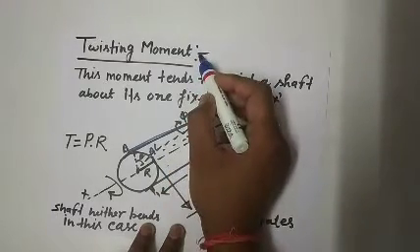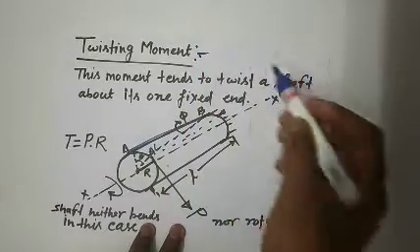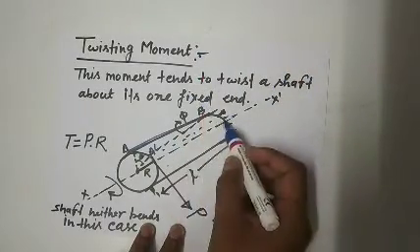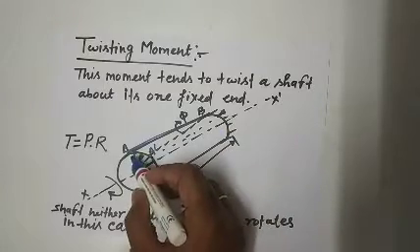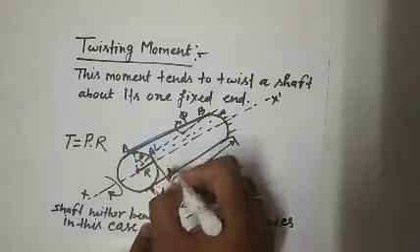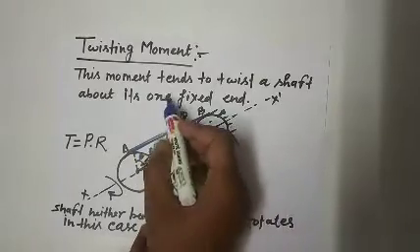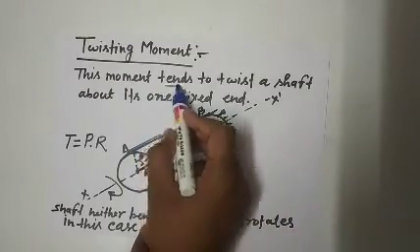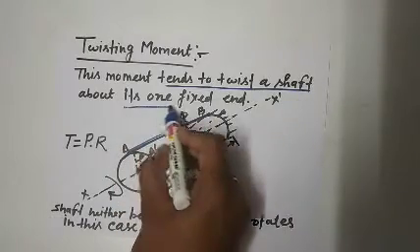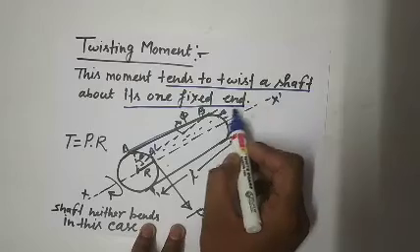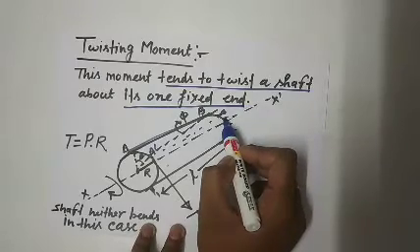When we are analyzing twisting moment, one end of the shaft should be fixed and the other end of the shaft should be free to rotate. In this case, twisting happens. So it is written in the definition that this moment tends to twist a shaft about its one fixed end, right? When we are talking about twisting moment, one end of the shaft will be fixed.